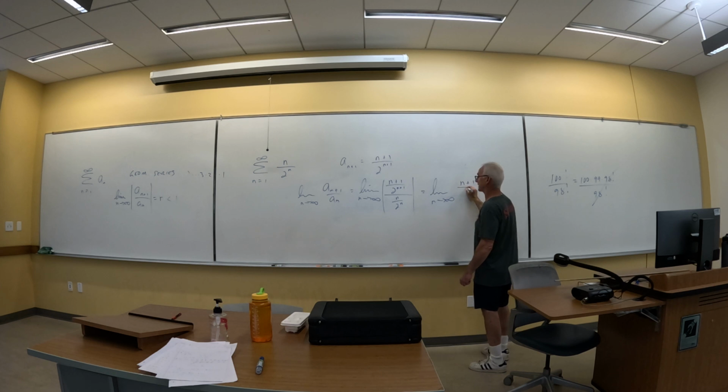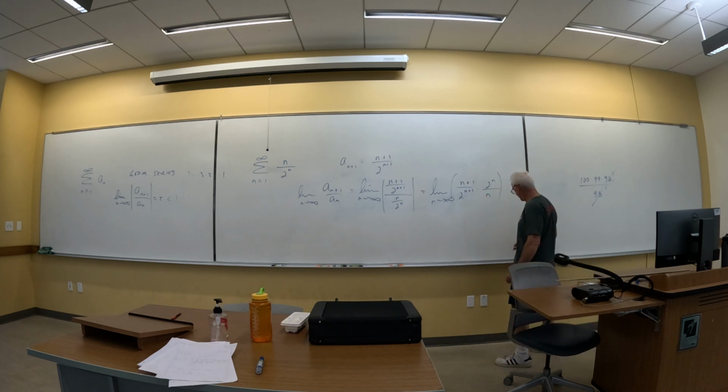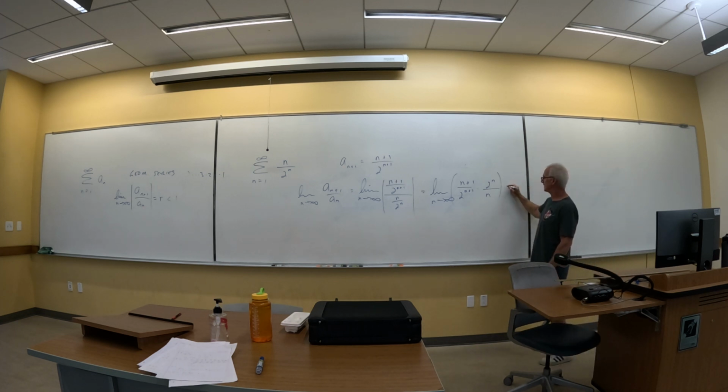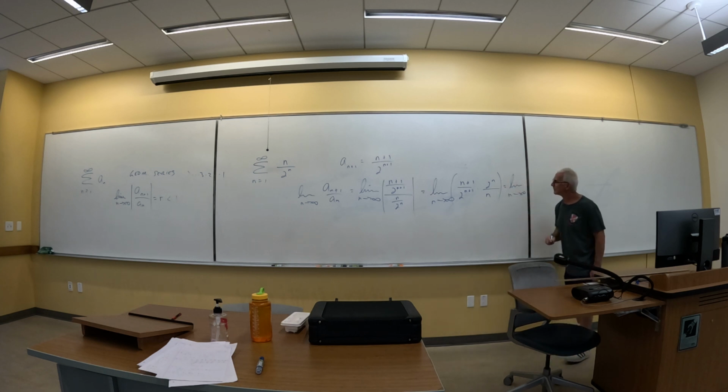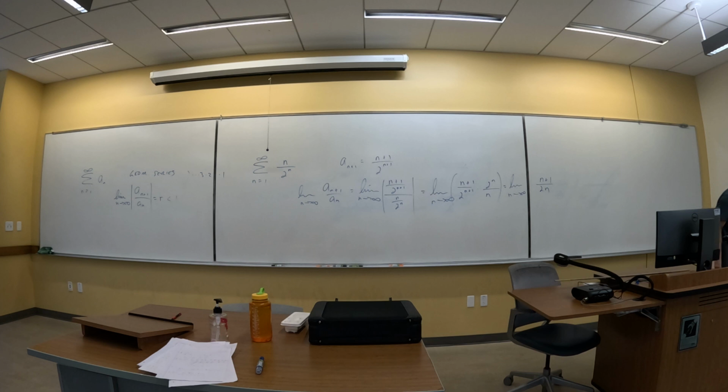Maybe I should rewrite it like this. Does anything combine or cancel? Anybody? The 2 on top and the 2 on the bottom. Okay, and then I'm going to have n plus 1. What am I going to have on the bottom? 2n. Good. Everybody cool with that? So this reduced very nicely.